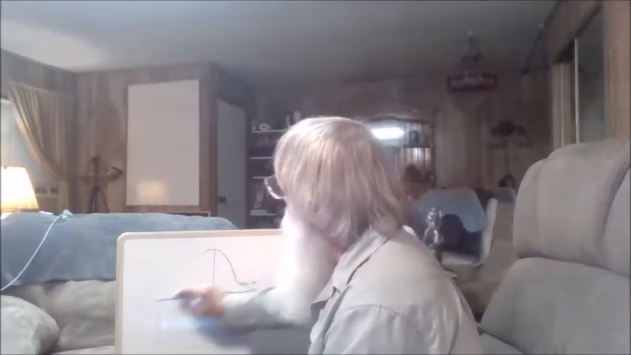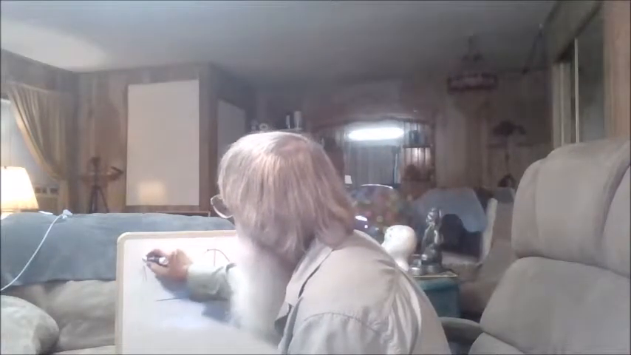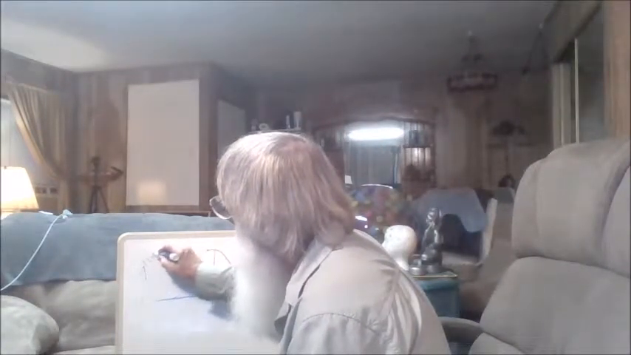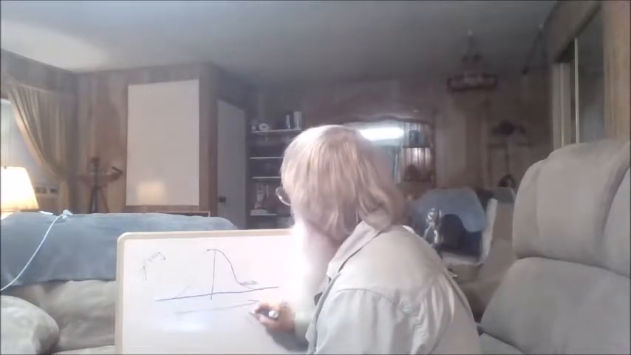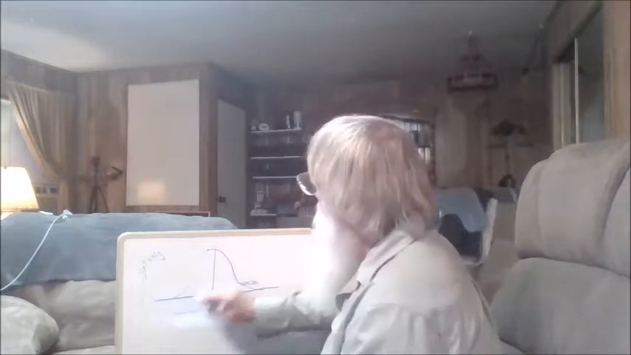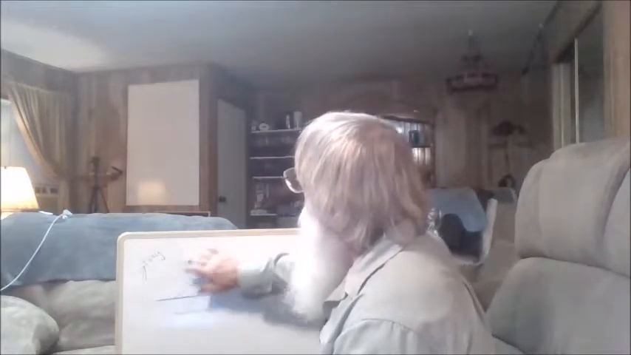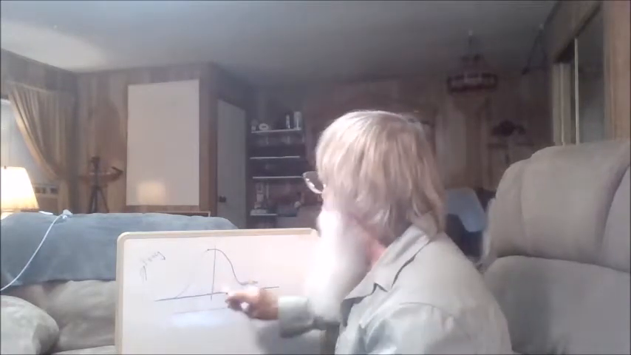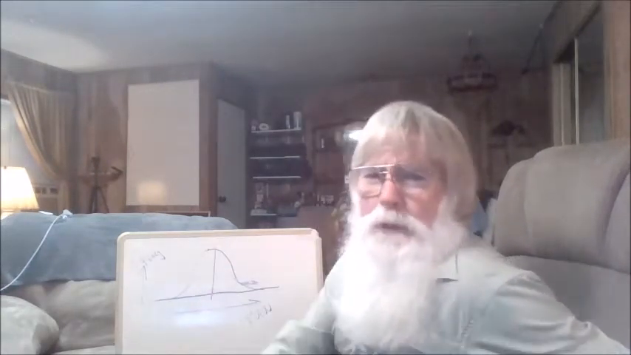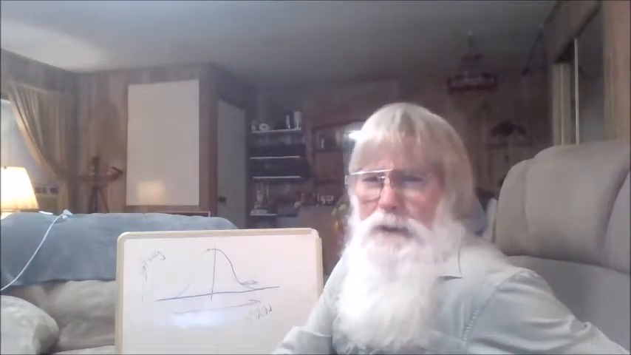If this is a normal distribution, and this is frequency of scores, that's the number of scores, and these are the raw scores here. This is the raw score. A lot of distributions are distributed normally. The normal distribution also has a fancy name. It's called the Gaussian distribution.